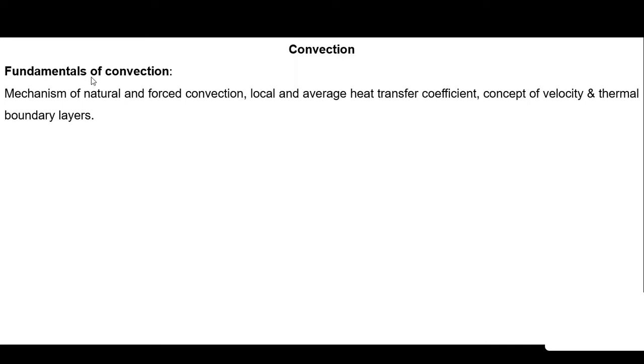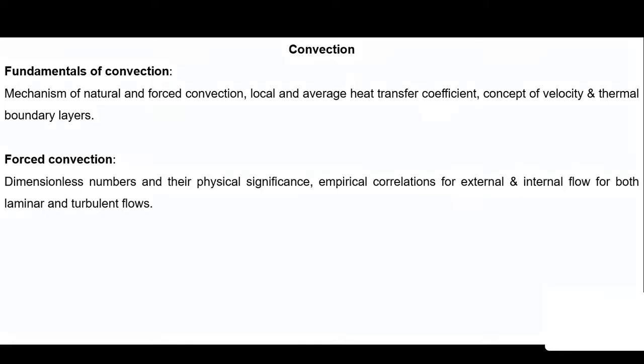Then units 1, 2, 3 were about conduction. Unit number 4 is dedicated to convection, and we are going to start with the basics, the fundamentals of convection. In that, we are going to understand the mechanism of natural and forced convection, the meaning of local and average heat transfer coefficient, and the concepts of velocity and thermal boundary layers, and how these concepts are useful for finding the heat transfer coefficients in convection systems.